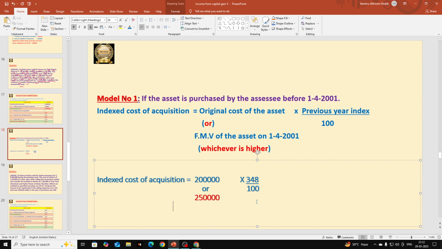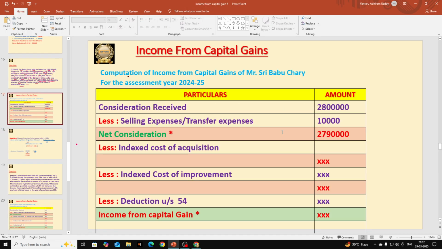Is equal to 8,70,000. Okay, so how much do you get? Indexed cost of acquisition 8,70,000. That is our indexed cost of acquisition. Let us go and record here.